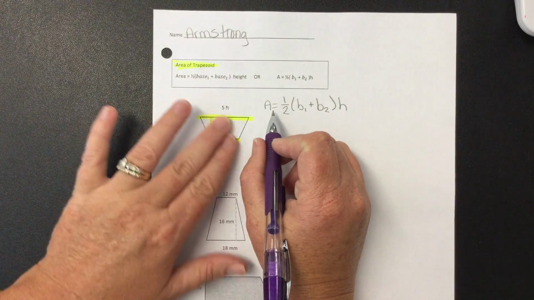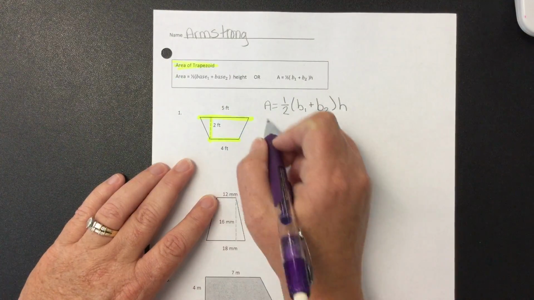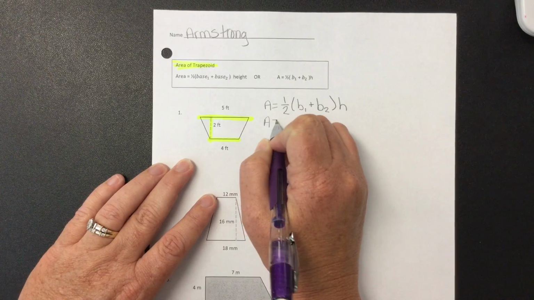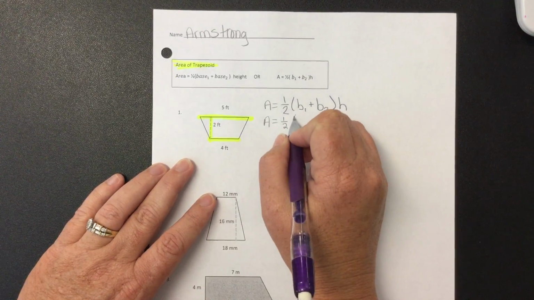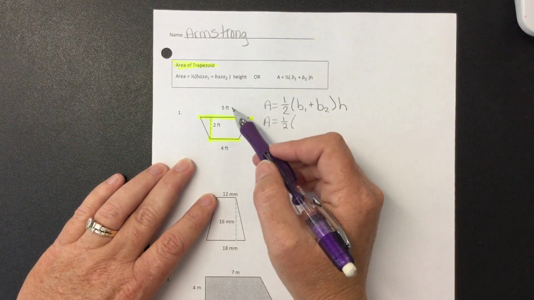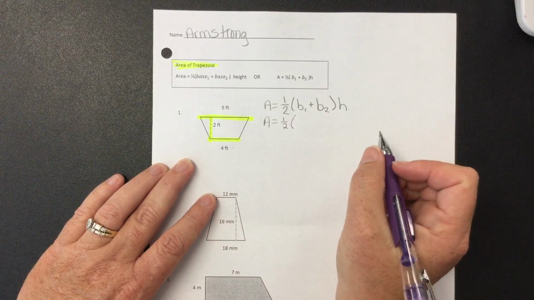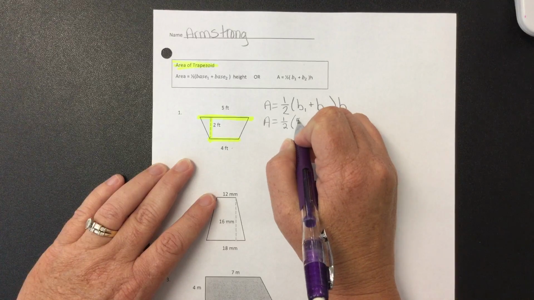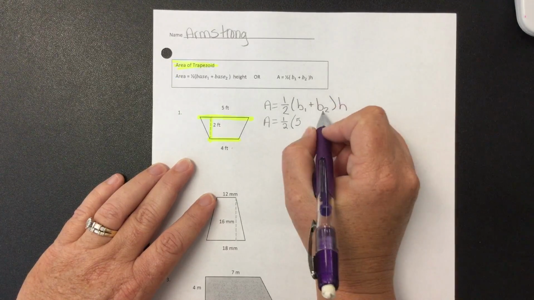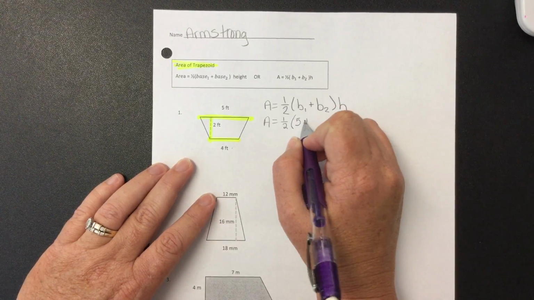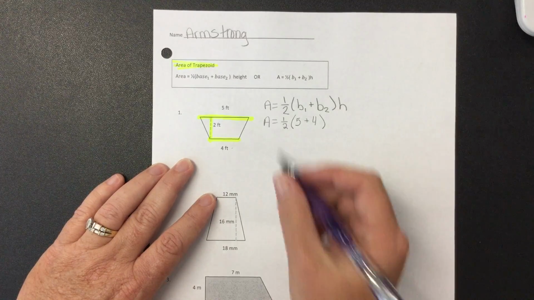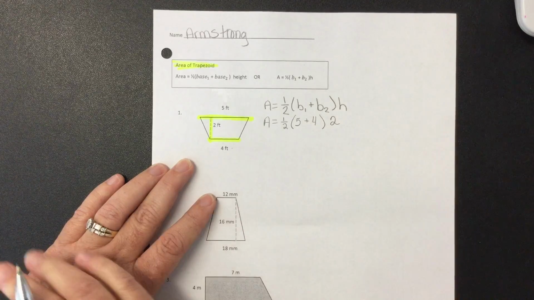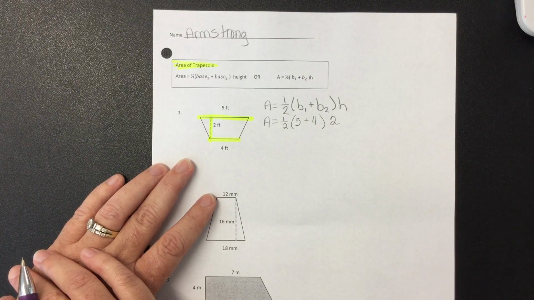Do we know our area here? No. So it's going to stay in A. The 1/2 stays 1/2. My B1, does it matter whether I use 5 or 4? No. Absolutely not. I'm going to use 5. And then my B2 would be my other base. What is the height of this particular figure? 2. So far, so good? Yes.